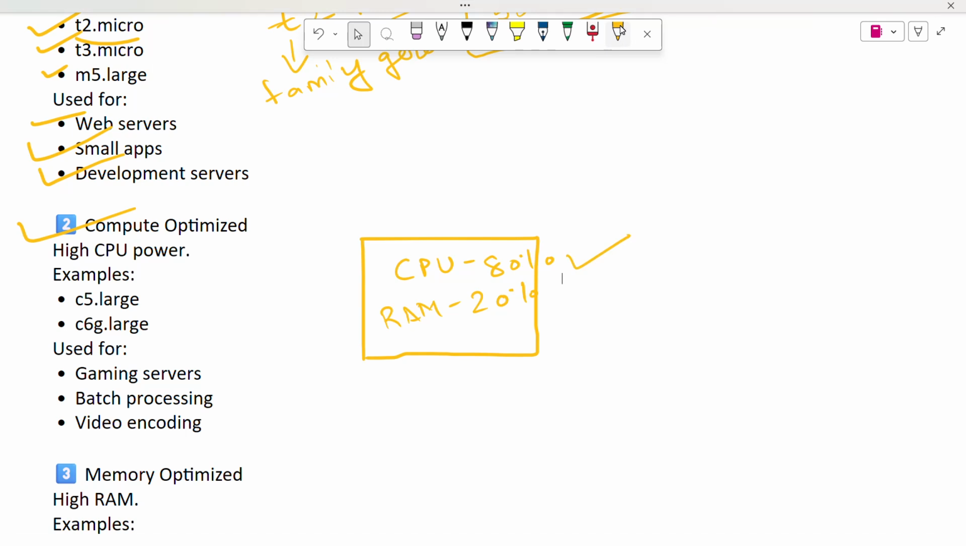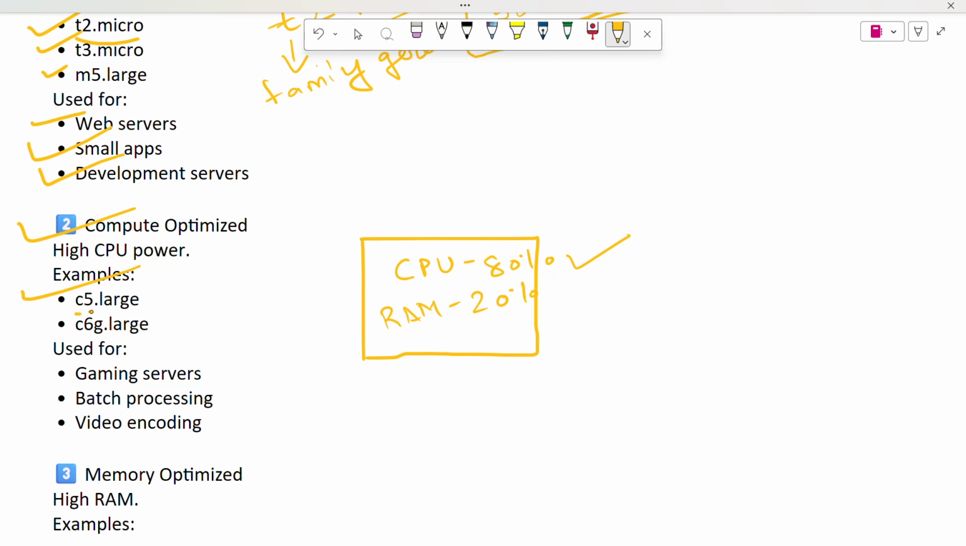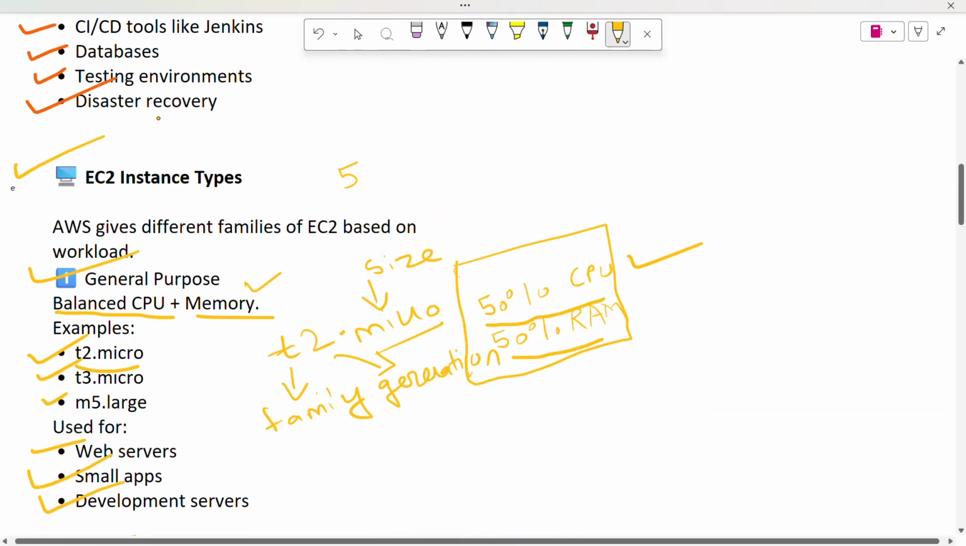Similarly, you can identify it from the instance type name. That C stands for the family, that is compute. 5 stands for the generation, and large means it's the large instance type which we are using. Where do compute optimized instances find their application? They find application in gaming servers, video processing, batch processing, etc. So this is the second instance type, which is very important.